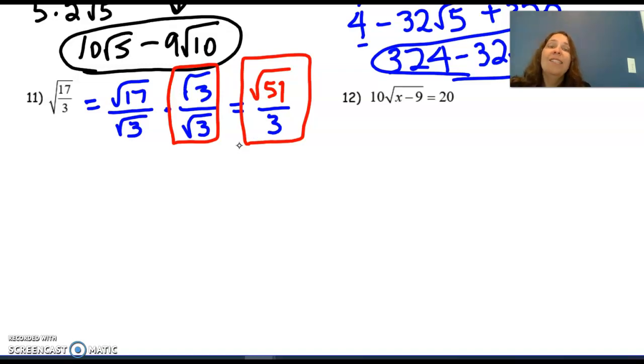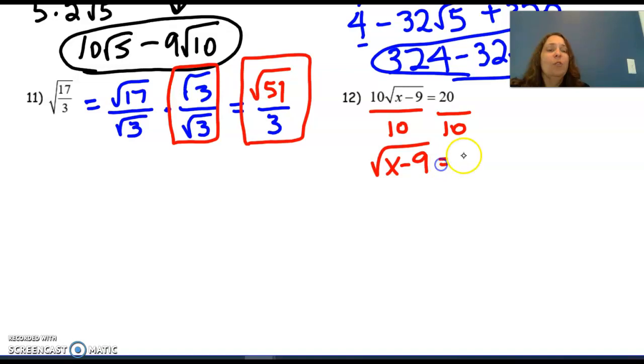One more to go, and this is like what we did on the other side. Radical by itself. Then square both sides, then get x by itself. So in this case, we're going to divide by 10. That will allow the radical to be by itself. That gives us the square root of x minus 9 equals 2.